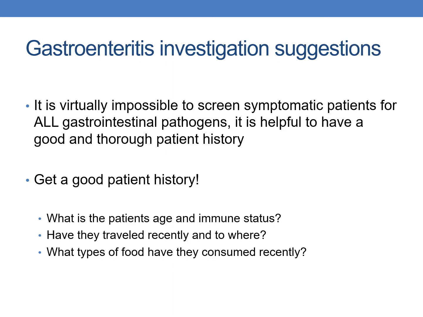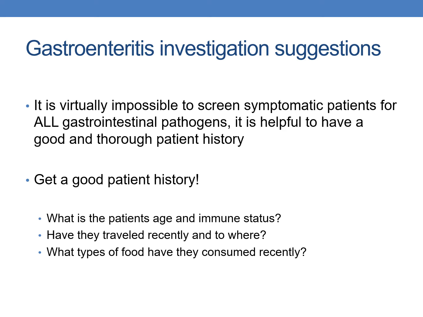There are so many organisms and parasites and viruses that cause gastroenteritis. It's virtually impossible to screen for all of the gastrointestinal pathogens, so it's really good to have a thorough patient history. So get that good patient history. We want to know what the patient's age and immune status is. If they're very young, they might be more susceptible to E. coli O157:H7. What's their immune status? They might be more susceptible to Cryptosporidium if they have HIV.